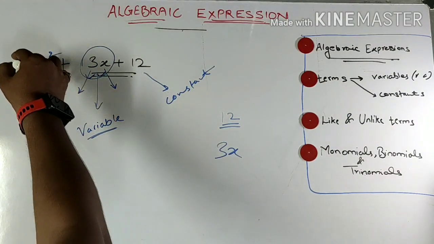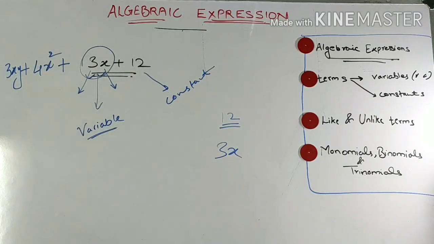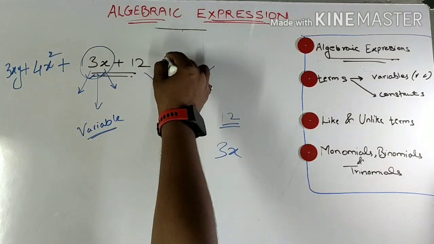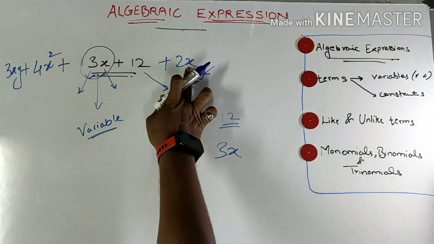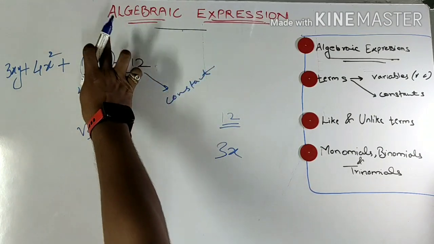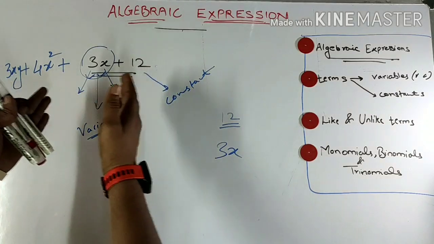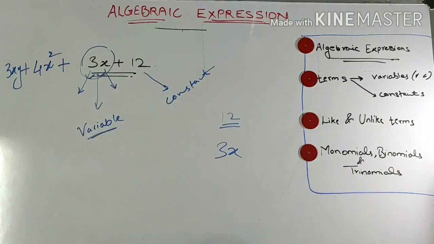Okay, it can have one more term, like 3xy. I can have 2x also, but then that 2x gets added to 3x, so it will together become one term. So like that, an algebraic expression can have more than one term, one or more than one term.